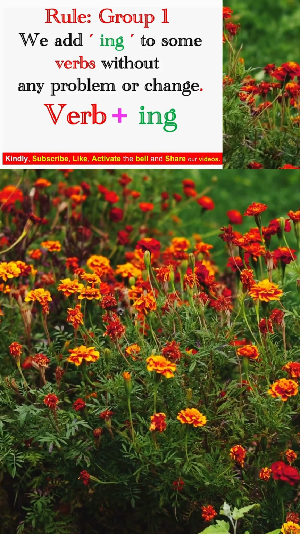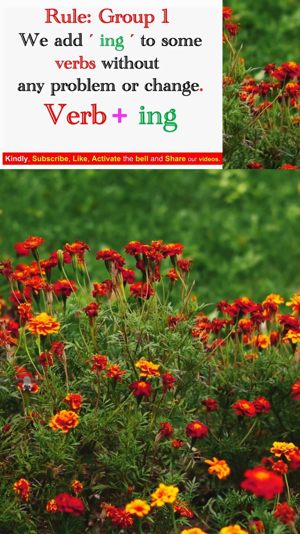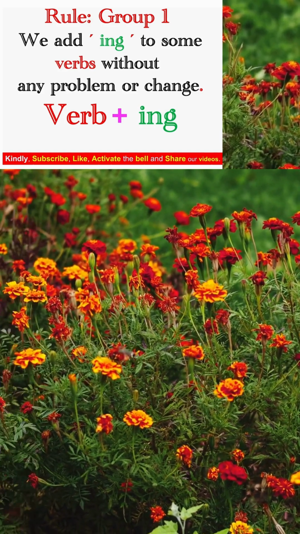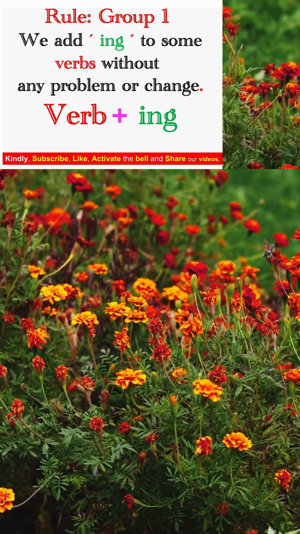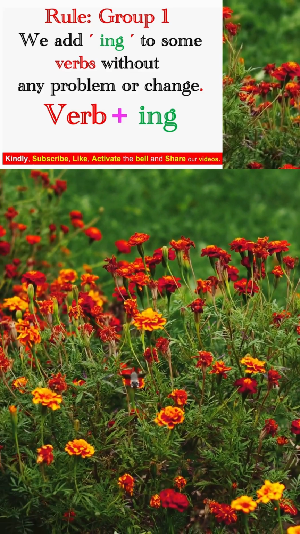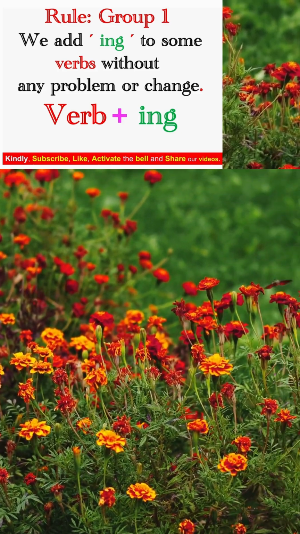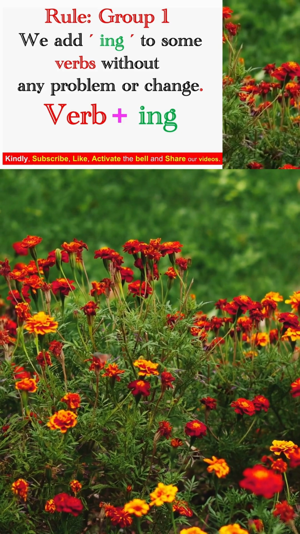Rule group 1 is very simple. We add ing to some verbs without any problem or change. So just the verb and we add ing. We are going to see the verbs that take ing without any problem or change. Let's see the first verb.